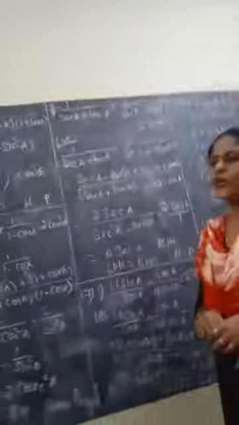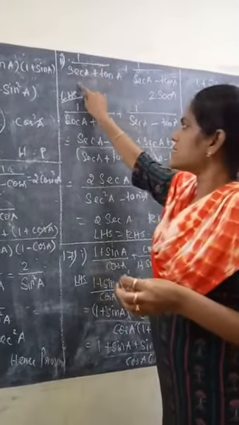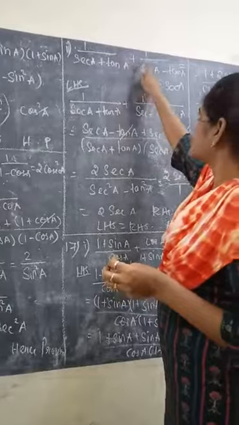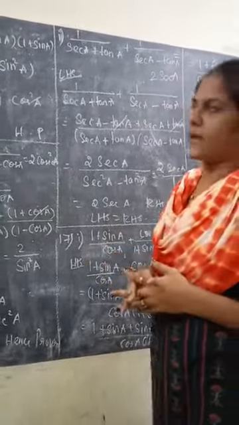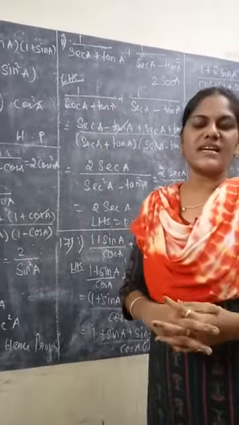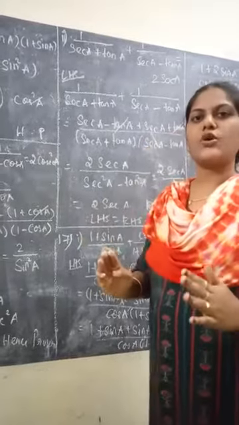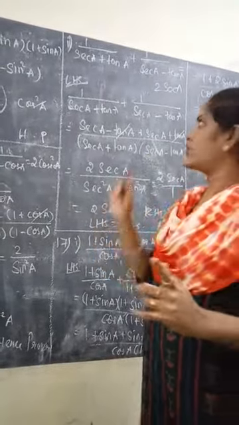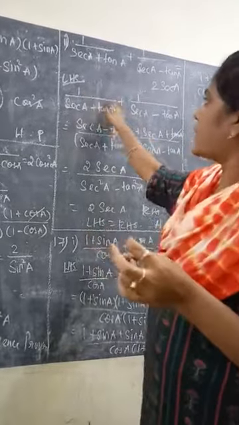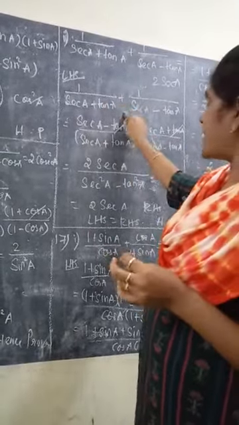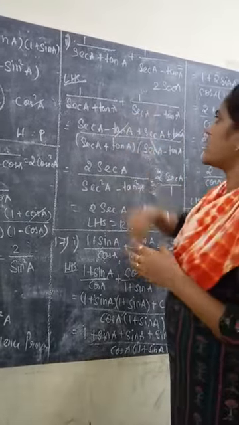Next, this is 14th second sum. What is the second sum? 1 by (secant A plus tan A) plus 1 by (secant A minus tan A) is equal to 2 secant A. Here also we need to prove left hand side is equal to right hand side. Just memorize in your mind what are all the identities we used. Just recall the identities and match it here. Okay. So listen. 1 by (secant A plus tan A) plus 1 by (secant A minus tan A). You need to do the cross multiplication.